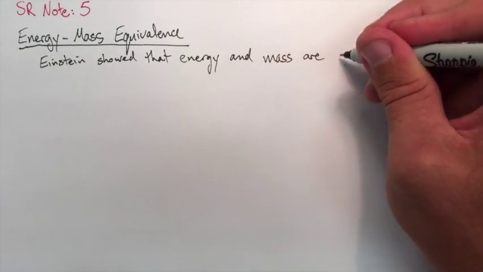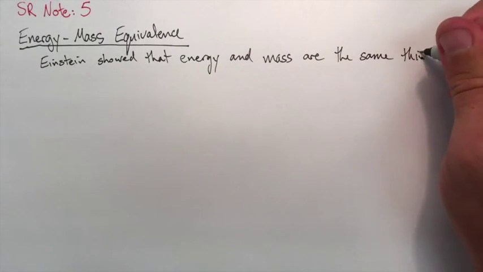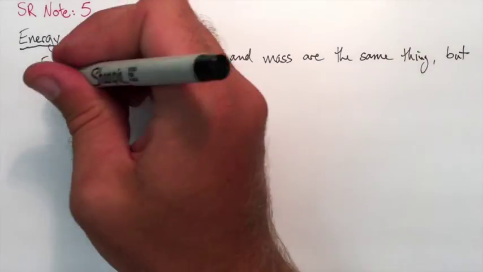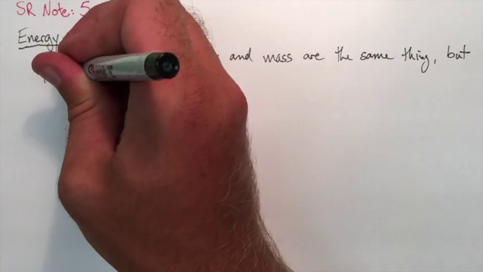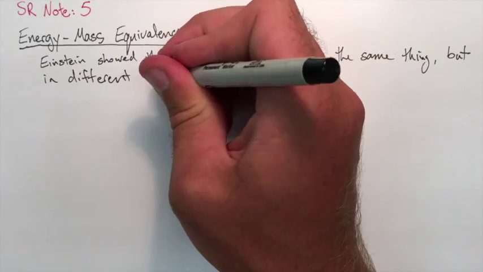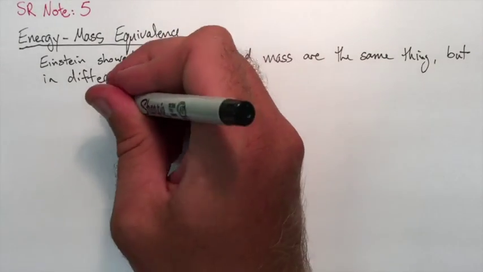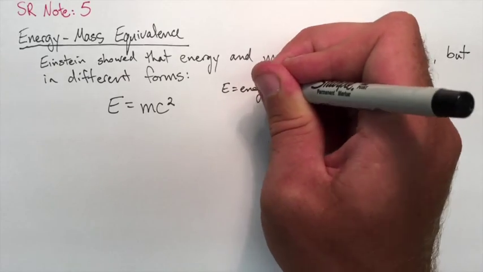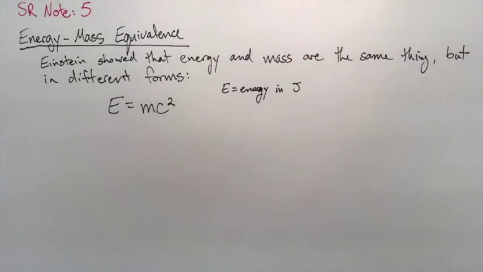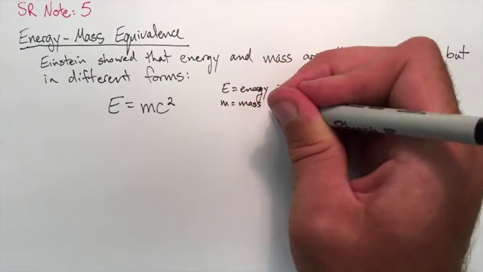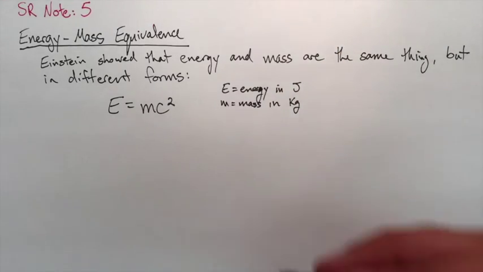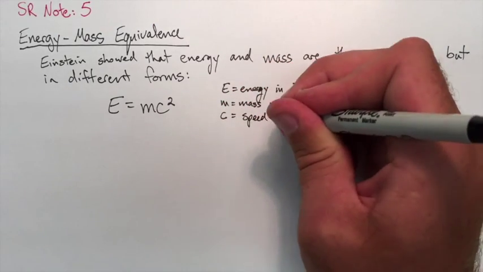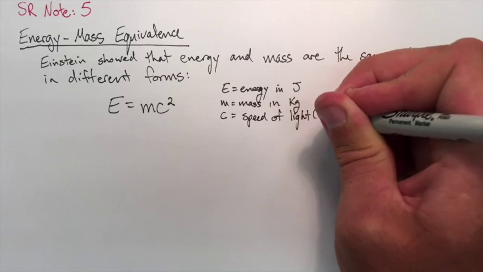We can see that E equals mc squared. What this means is that energy is equal to mass times the speed of light squared. It means that energy and mass are exactly the same thing, they just exist in different forms. And we can convert energy into mass, and we can convert mass into energy.